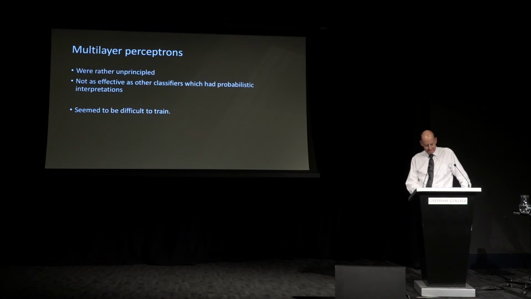Well, we sort of fell out of love with artificial neural networks. And some of the problems were listed here. The first one, which did get solved in the end, was that it wasn't immediately easy to work out what these outputs meant.